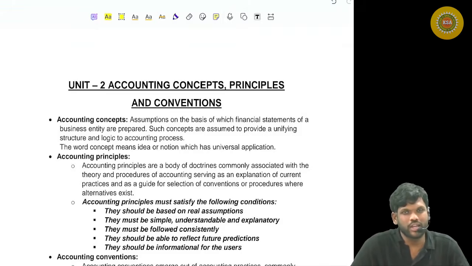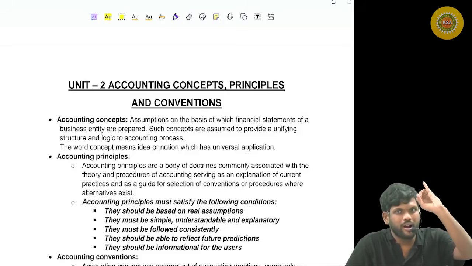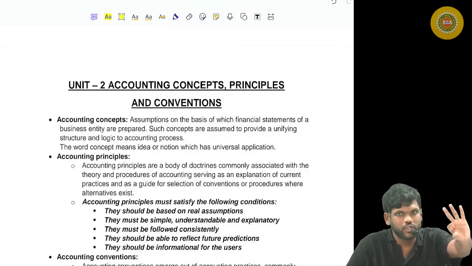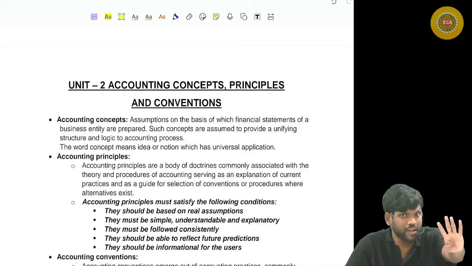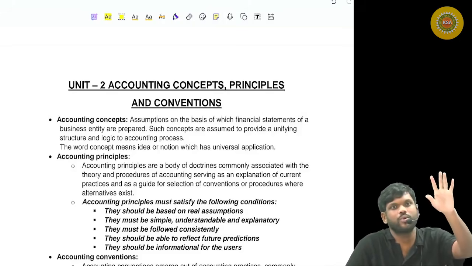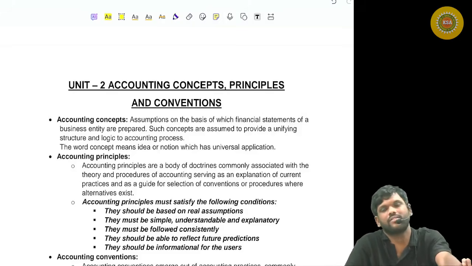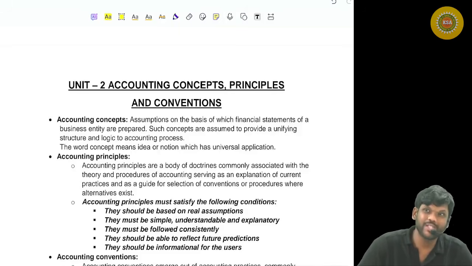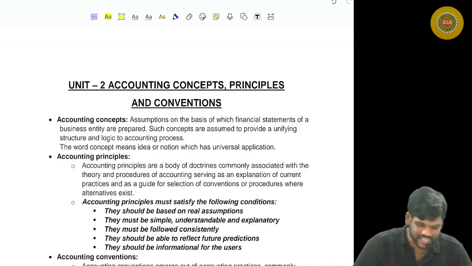Especially steps involved in accounting, objectives of accounting, functions of accounting, subfields of accounting, limitations of accounting, users of accounting. These 6-7 topics can be directly tested in the exam. So ensure you are very, very thorough with the side headings.